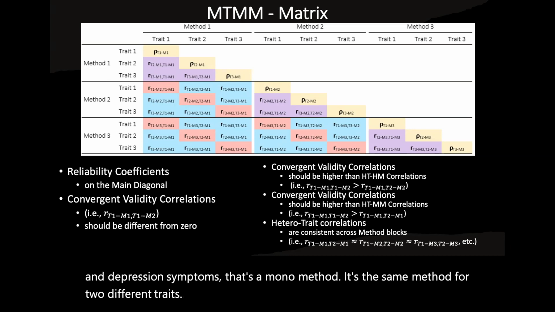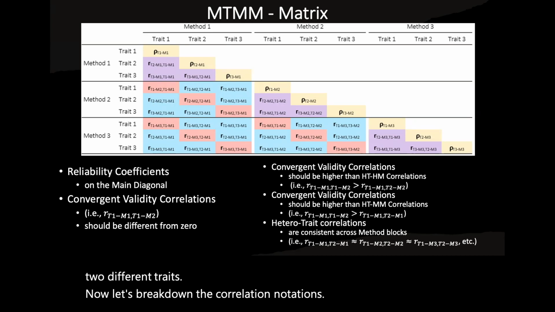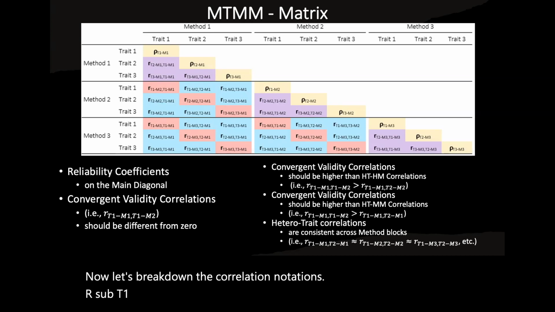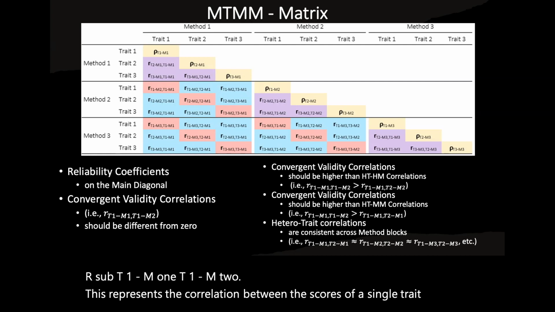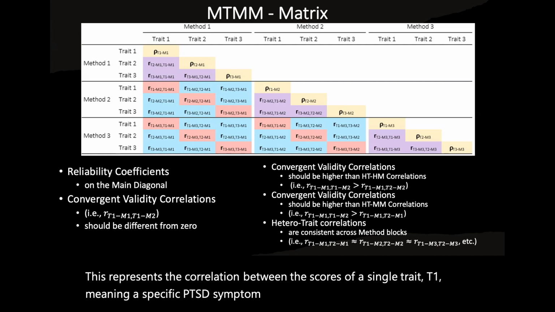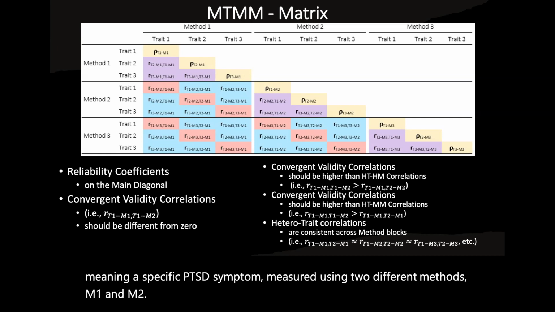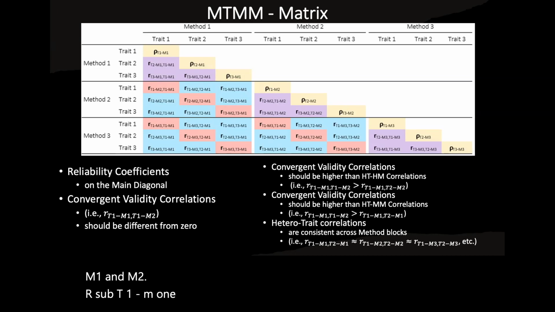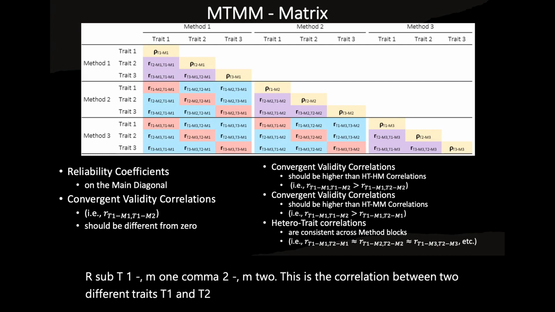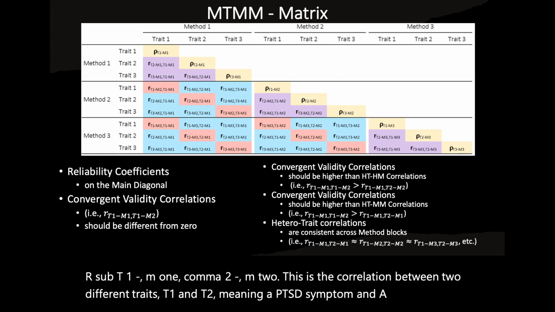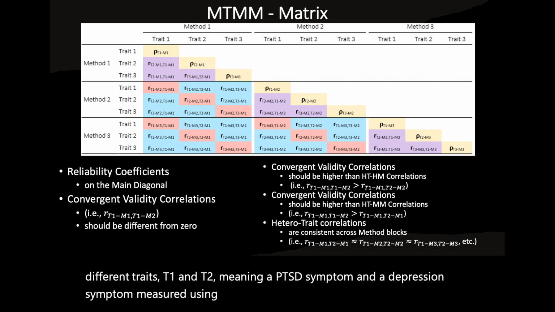Now let's break down the correlation notations. R sub T1-M1, T1-M2. This represents the correlation between the scores of a single trait, T1, meaning a specific PTSD symptom, measured using two different methods, M1 and M2. R sub T1-M1, comma T2-M2. This is the correlation between two different traits, T1 and T2, meaning a PTSD symptom and a depression symptom, measured using two different methods, M1 and M2.